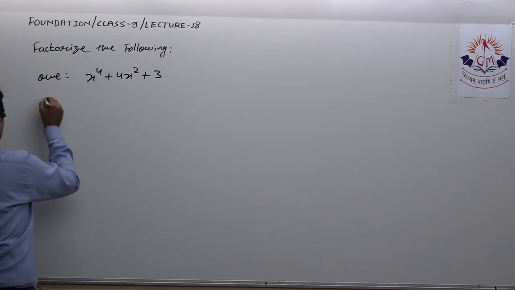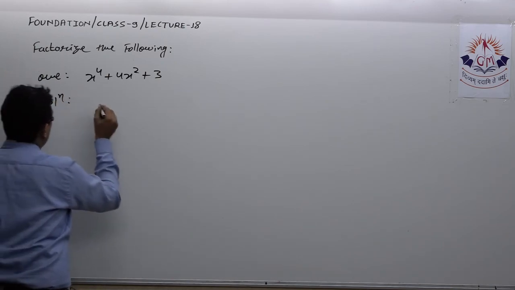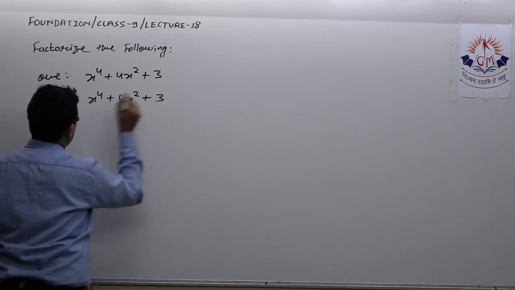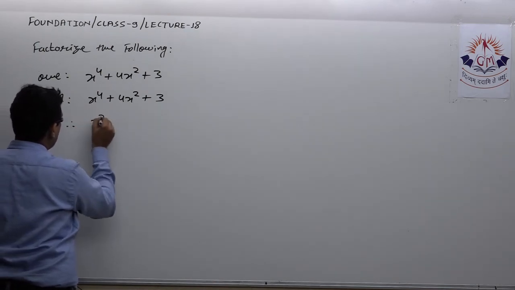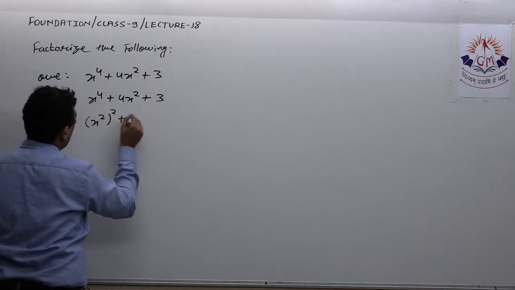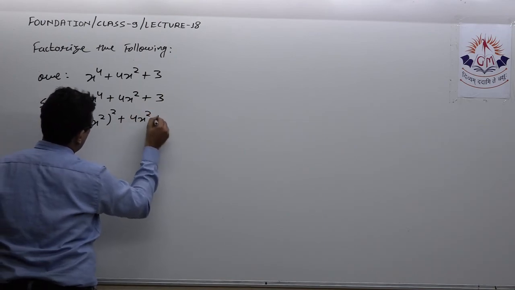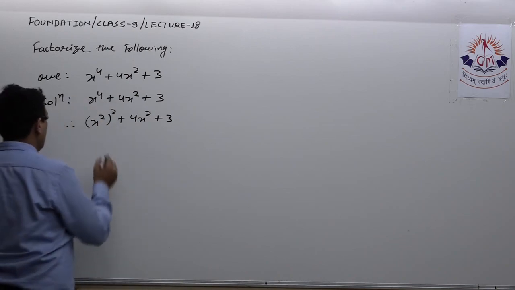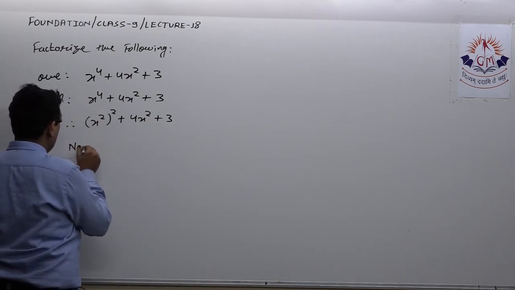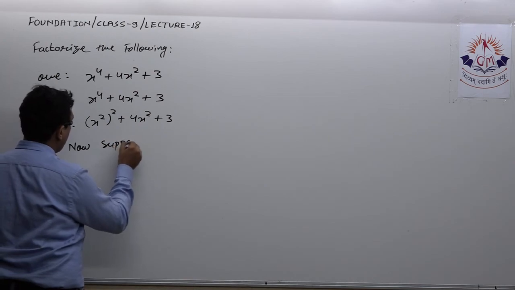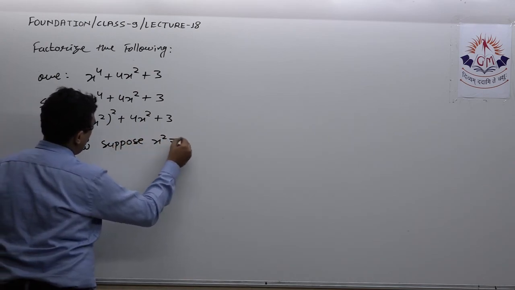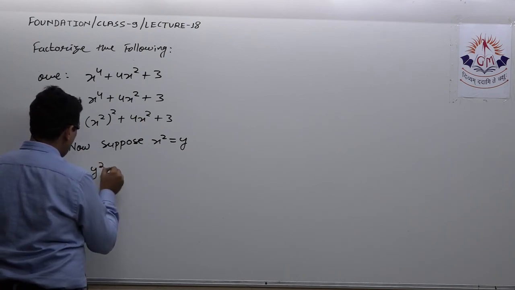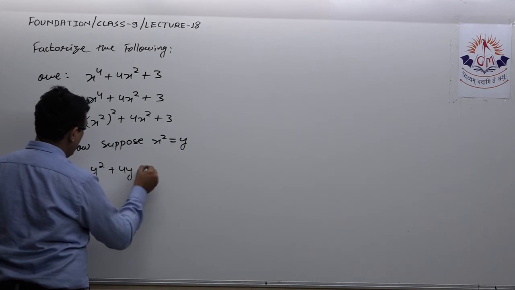Okay, so again we'll start with the same. x raised to 4 plus 4x square plus 3. So this will become x square whole square plus 4x square plus 3. Now I will replace x square by another variable, that is y. So suppose x square is equal to y. Therefore, this will become y square plus 4y plus 3.